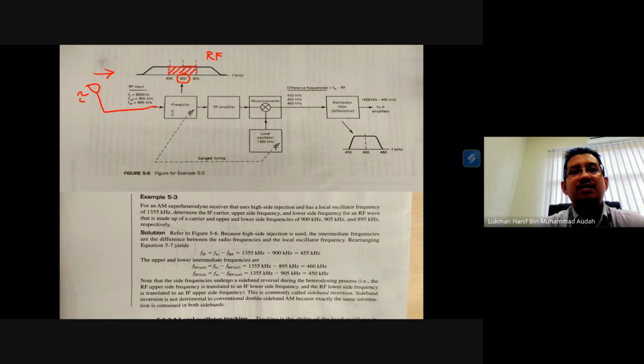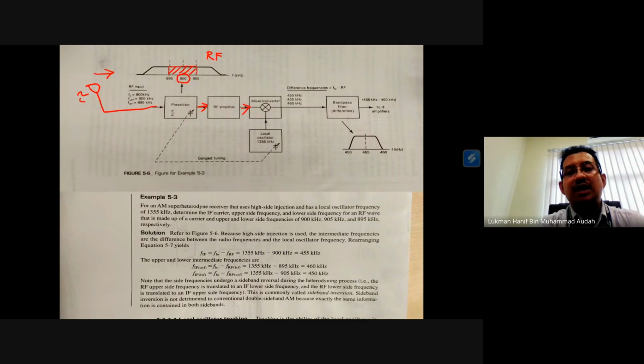That means when I want to listen to a radio station, I'm giving the instruction to the pre-selector: tune to 900 kilohertz. When it is tuned to 900 kilohertz, that means 900 kilohertz is the center frequency of the tuned frequencies. So this frequency band from 895 until 905 will be selected and then passed through the RF amplifier. The RF amplifier will amplify the amplitude of the signal.